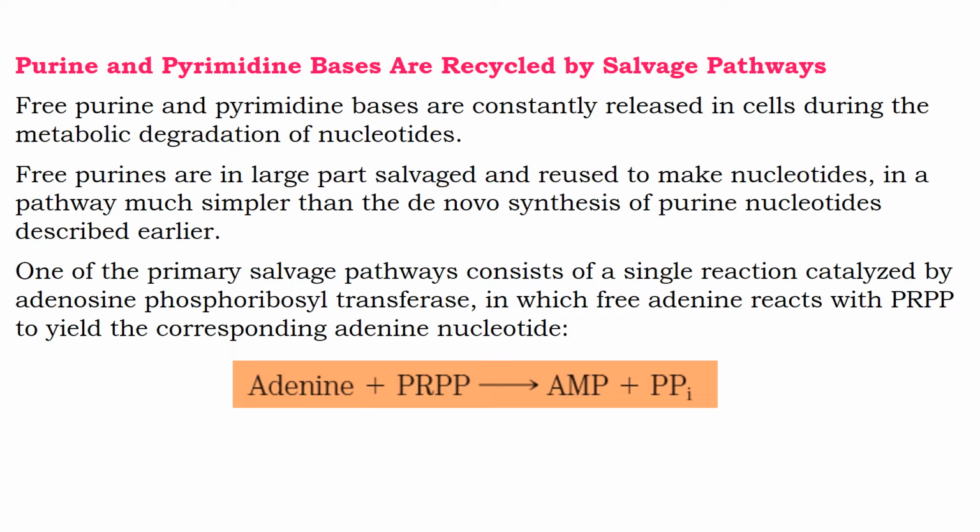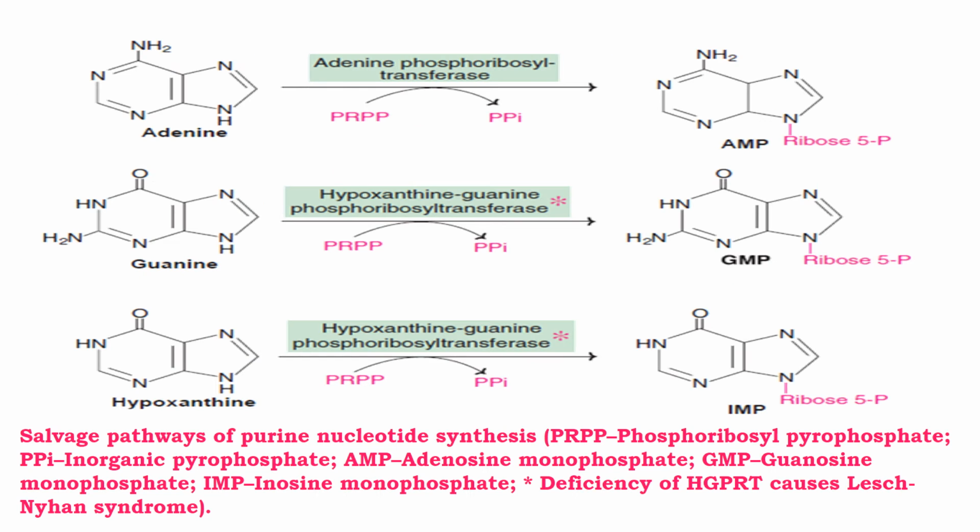One of the primary salvage pathways consists of a single reaction catalyzed by adenine phosphoribosyl transferase. So what we will do with adenine and PRPP, we are going to get AMP. It's a single step. So this is what is called the salvage pathway. As you can see here, it's adenine phosphoribosyl transferase. So this enzyme will transfer the phosphoribosyl group onto this adenine, thereby we are going to get AMP.